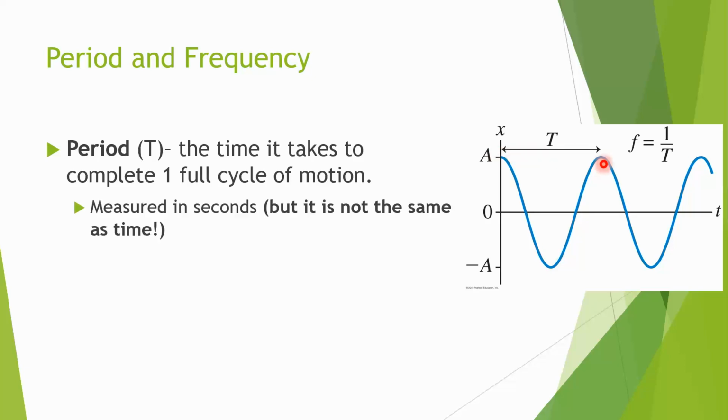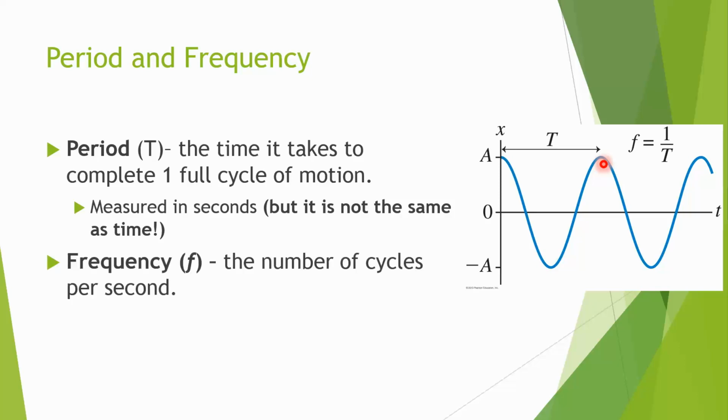It's measured in seconds, but it's not the same as time. That's why we distinguish it as a capital T. We also use a term called frequency, and frequency is the number of cycles per second. So if this was over 3 seconds, we have 1 cycle per 3 seconds. So our frequency is related to period, and the relationship is that frequency is 1 over period.